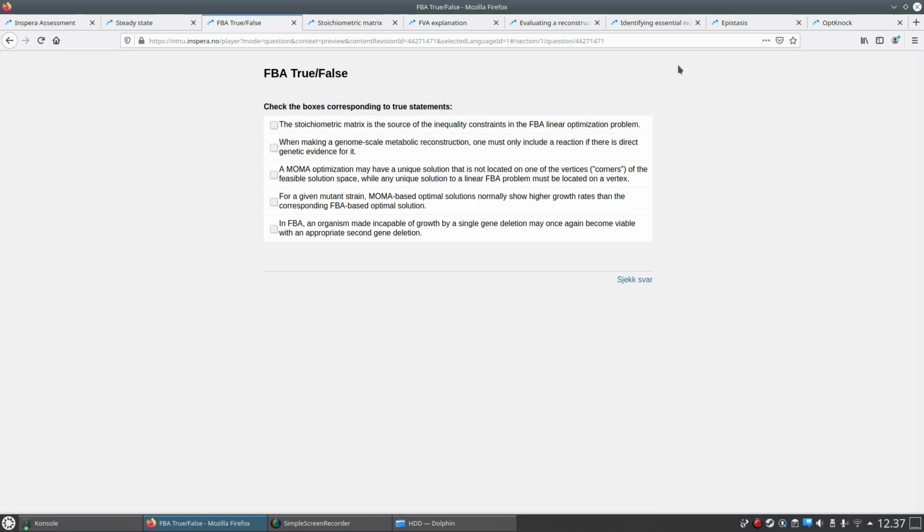The third statement is, a MoMA optimization may have a unique solution that is not located on one of the vertices, corners of the feasible solution space, while any unique solution to a linear FBA problem must be located on a vertex. And so, when we look at the linear optimization problem, we can convert this into sort of a visual problem, at least in the simplified case where we only look at 2 or 3 dimensions, where the set of constraints impose a specific shape on a feasible flux space.